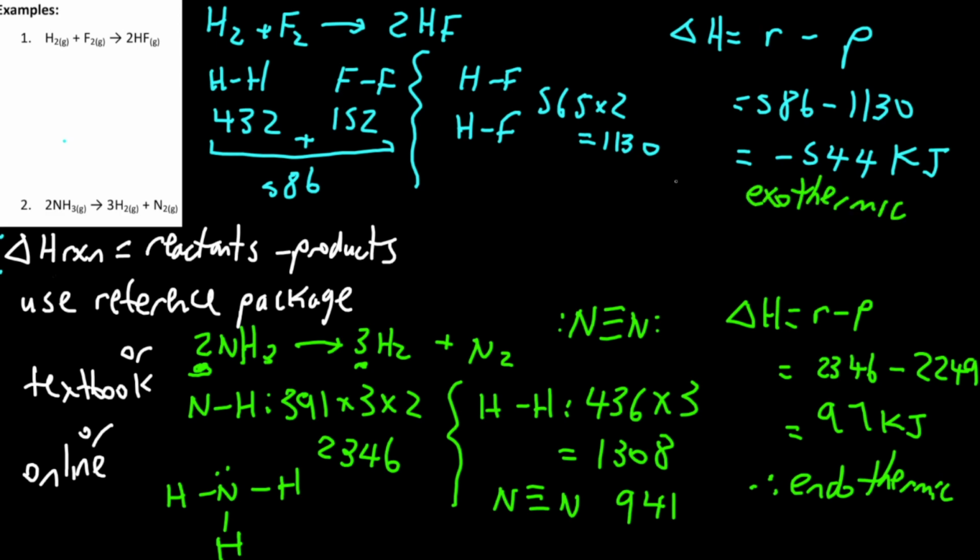Another way to write this would be, you can either write it at the end of your reaction, on the product side. So this would be plus 544 kilojoules, or it can be delta H equals negative 544 kilojoules. Now for number 2, since it's endothermic, you would have to write it on the reactant side, so plus 97 kilojoules, or if it's outside the equation, it would be delta H equals positive 97 kilojoules.